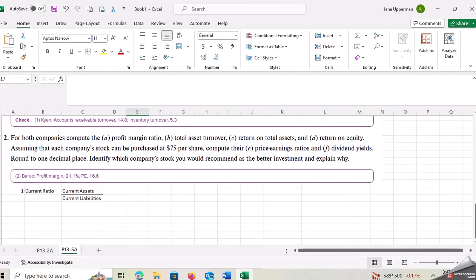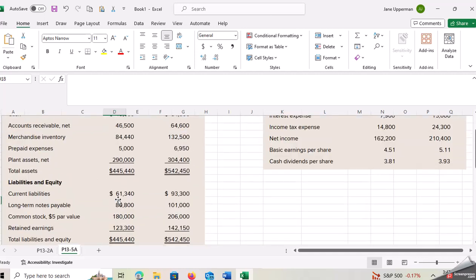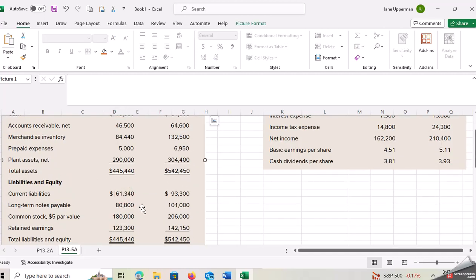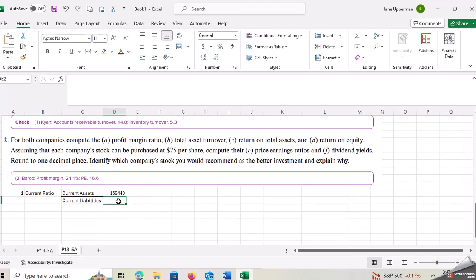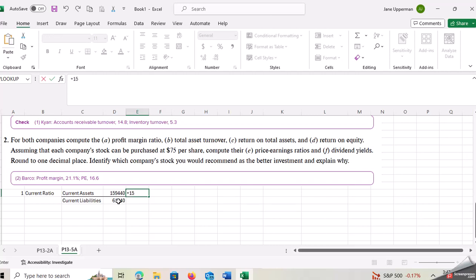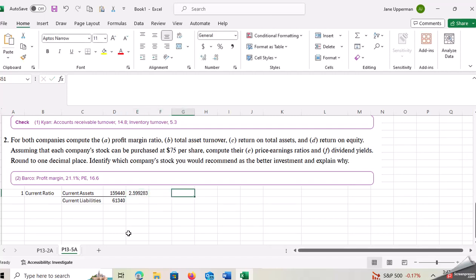Okay, so 159,440. And again, I'll use that line to indicate I am dividing. Our current liabilities are the 61,340. So I'll put it into my formula, 159,440 divided by 61,340, and that is my current ratio for the Barco company.